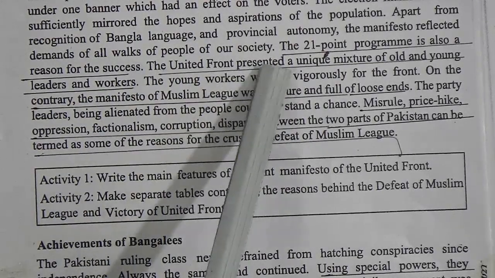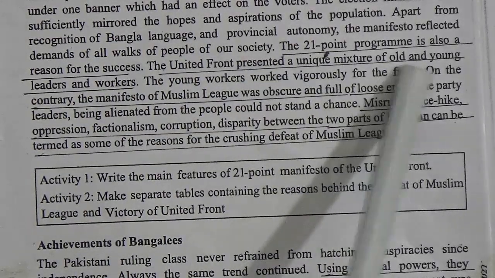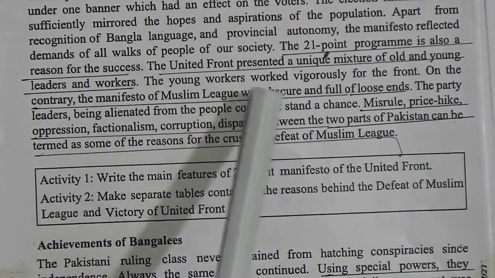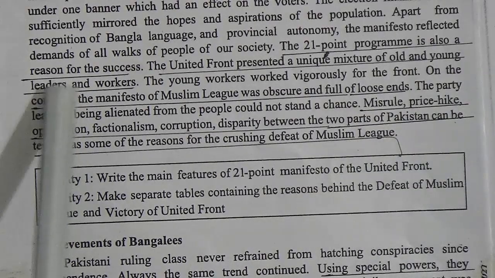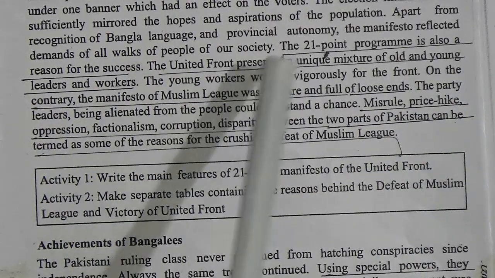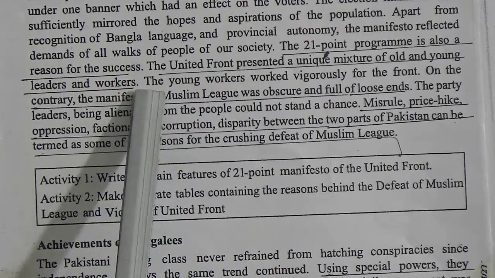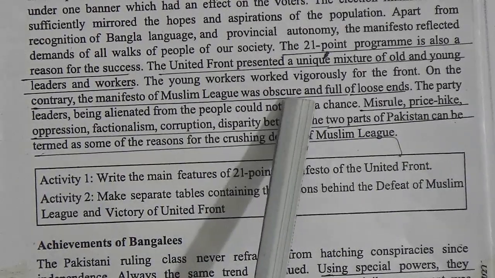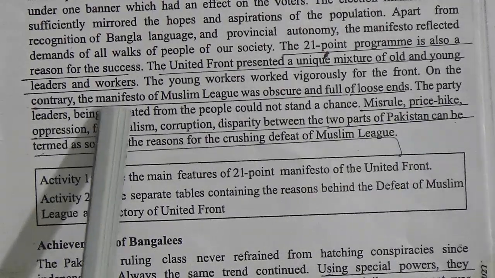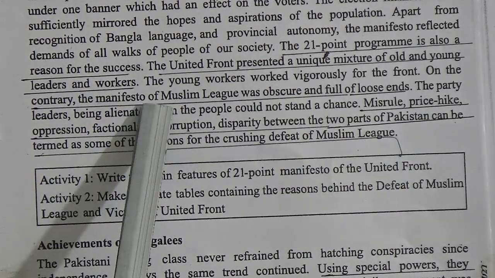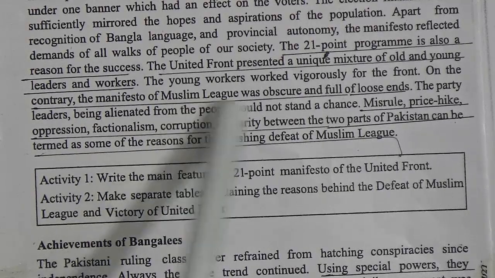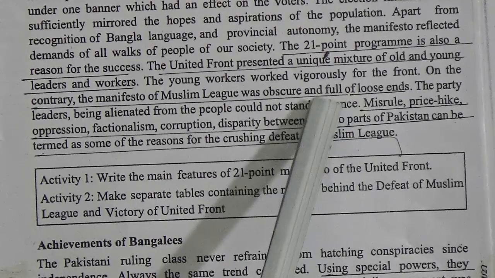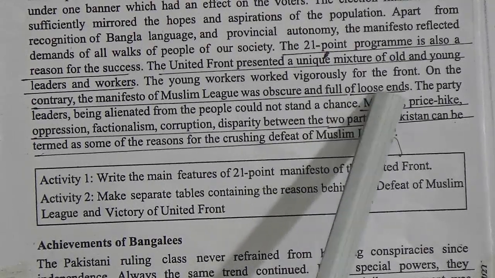The United Front presented a unique mixture of old and young leaders and workers. That means there were many young leaders and workers. On the contrary, the manifesto of the Muslim League was obscure and full of loose ends, lacking transparency.